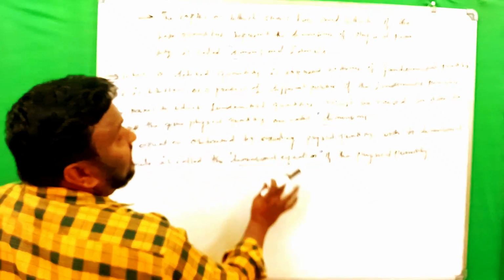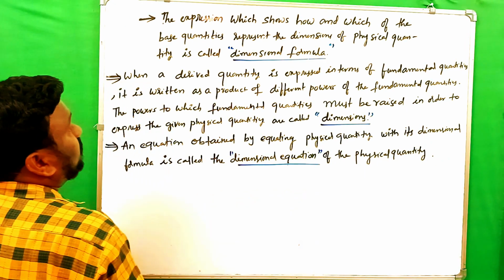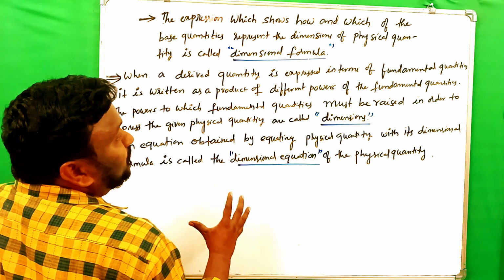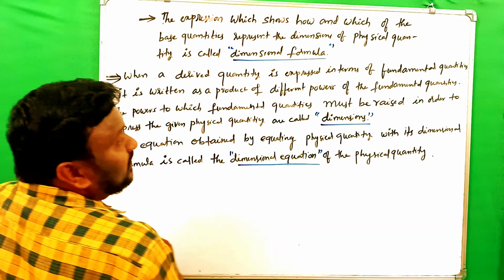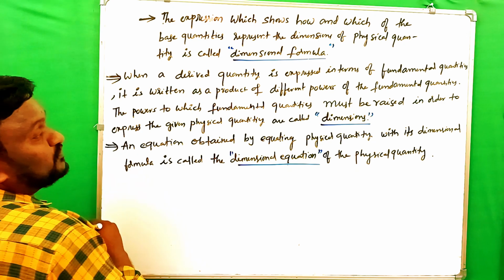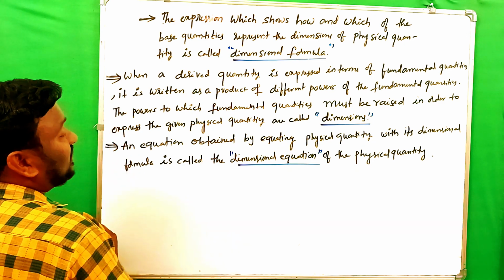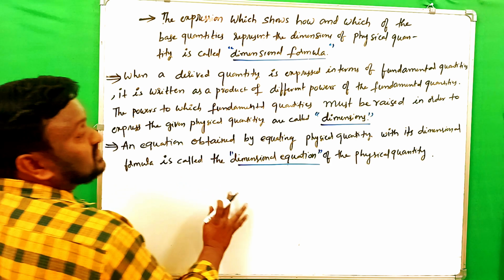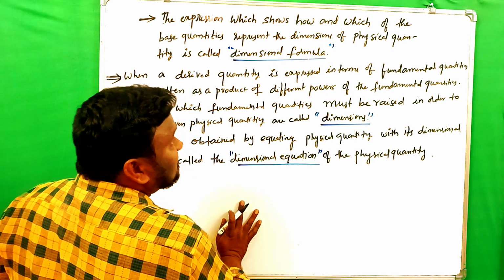Dimensions definition: when a derived quantity is expressed in terms of fundamental quantities, it is written as a product of different powers of the fundamental quantities. The powers to which the fundamental quantities must be raised in order to express the given physical quantity are called dimensions.